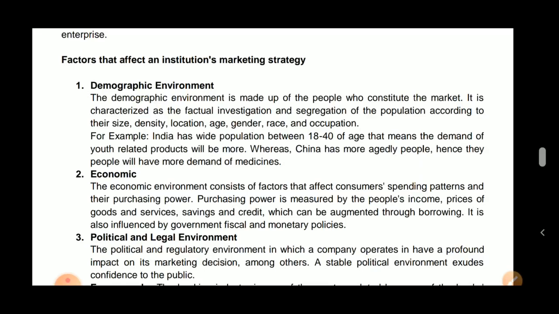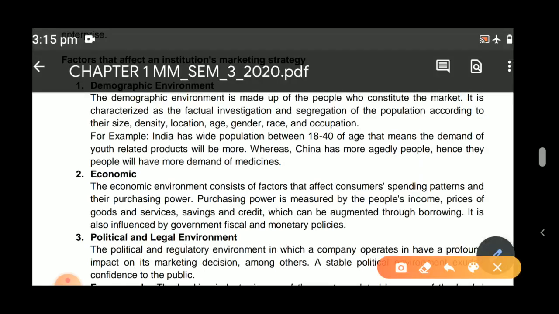Okay, as I stated above, we are not going to discuss micro and macro. Our university has given specific points to be discussed, so we'll be discussing only those specific points, and among them the first point is the demographic environment. So now the question arises, what do we understand by the demographic environment? Basically, demographic environment consists of these things. If you can see here, that is the size, the density, the location, age, gender, race, and occupation. So study this thoroughly, take a moment, read it, and then we are going to start with an example.